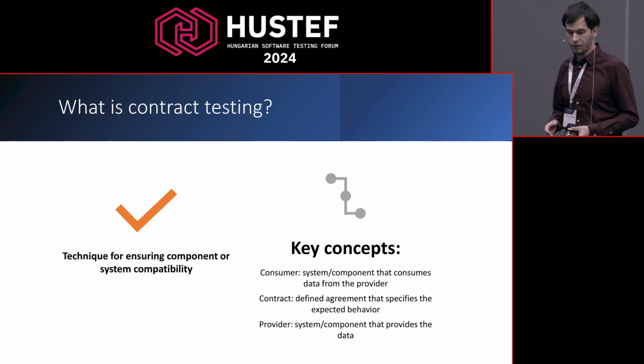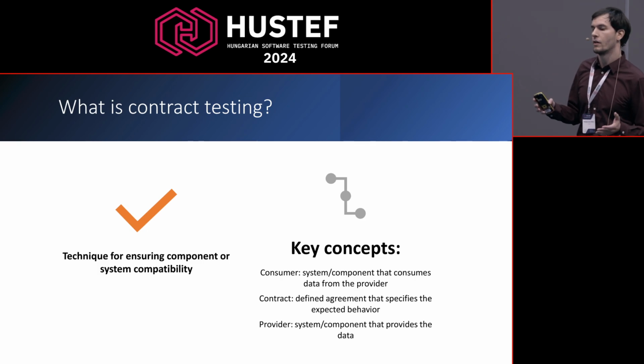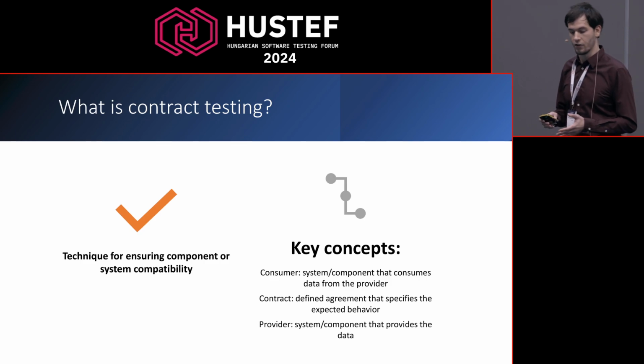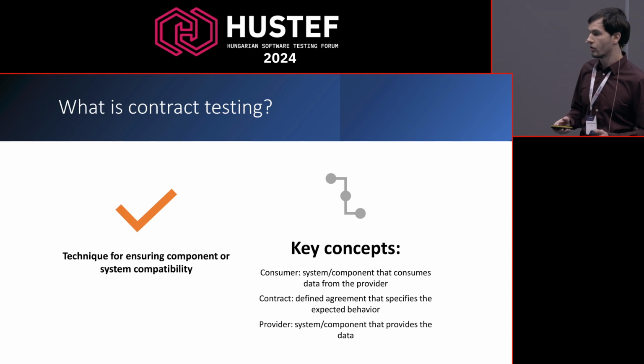The difference is the contract. You do not want to explicitly try out the connection, but you write it down. So you can see it's a defined agreement that specifies the expected behavior: the input, the output, the response time, the error conditions.